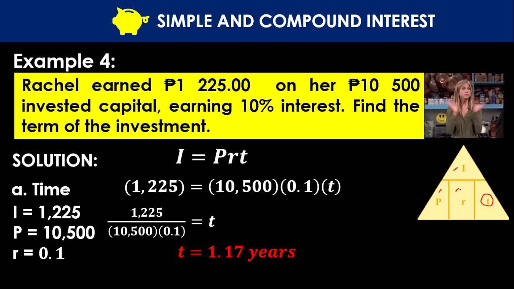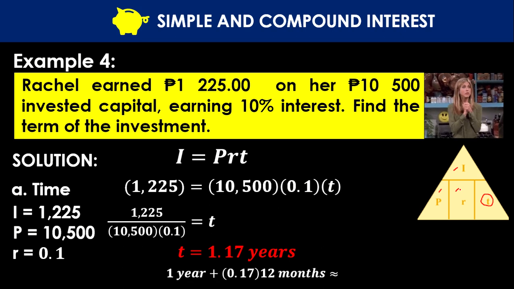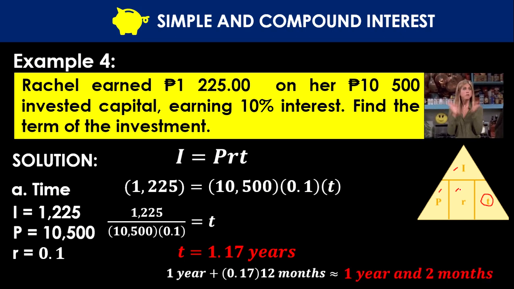If we're going to convert that 0.17 into months, let's just multiply it by 12. So 0.17 times 12 is approximately 2 months. So that is 1 year and 2 months.